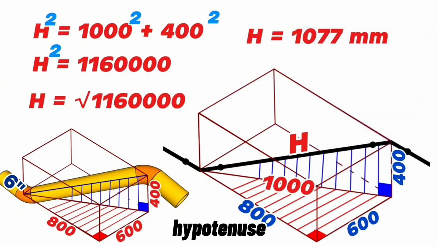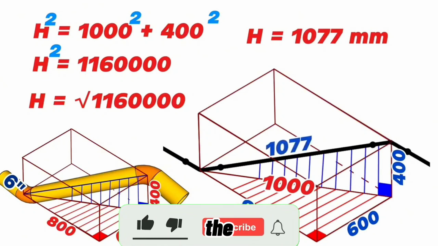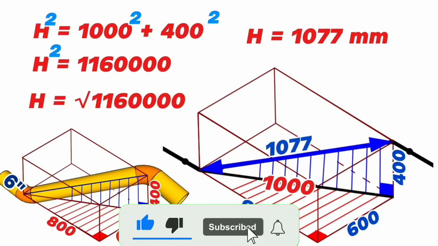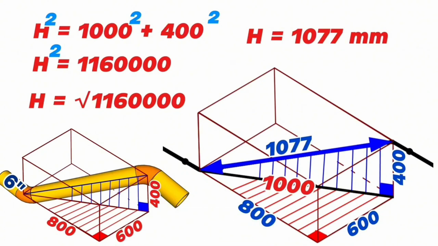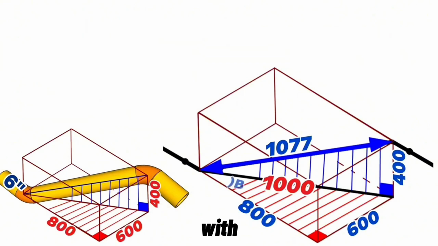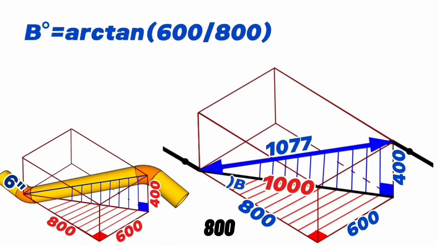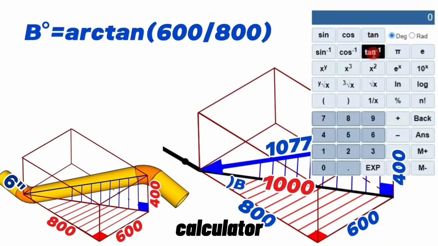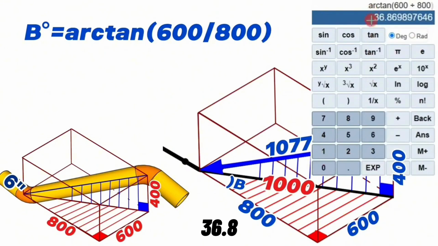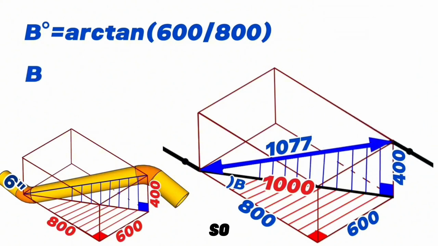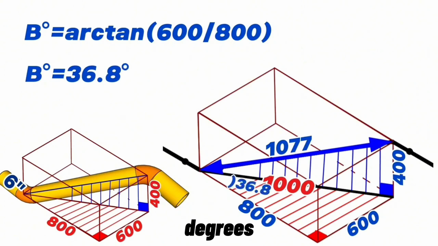1077 millimeters is the hypotenuse of the vertical blue right triangle and is also the distance between the centers of the butt weld elbows. In this pipe drawing, we can also calculate the degree of rotation of the pipeline. If we mark the rotate angle with the letter B, then B angle will be equal to arctangent 600 divided by 800. Using the scientific calculator, we find that arctangent 600 divided by 800 will be equal to 36.8 degrees. So, we calculated and found that the rotation angle of the pipeline is 36.8 degrees.